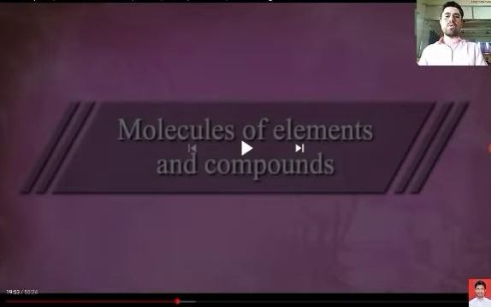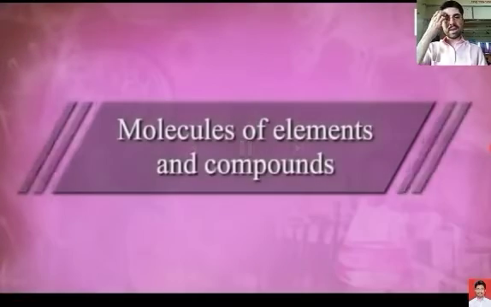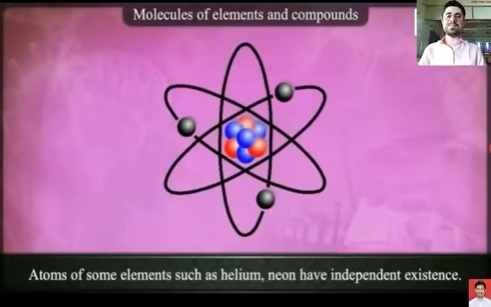Now, we will move towards our next point, that is molecules of elements and compounds. As we all know, the elements which exist in nature may be present in monoatomic or diatomic form. There are some elements which exist in diatomic form, such as oxygen. Now we will see molecules of elements and compounds in detail.